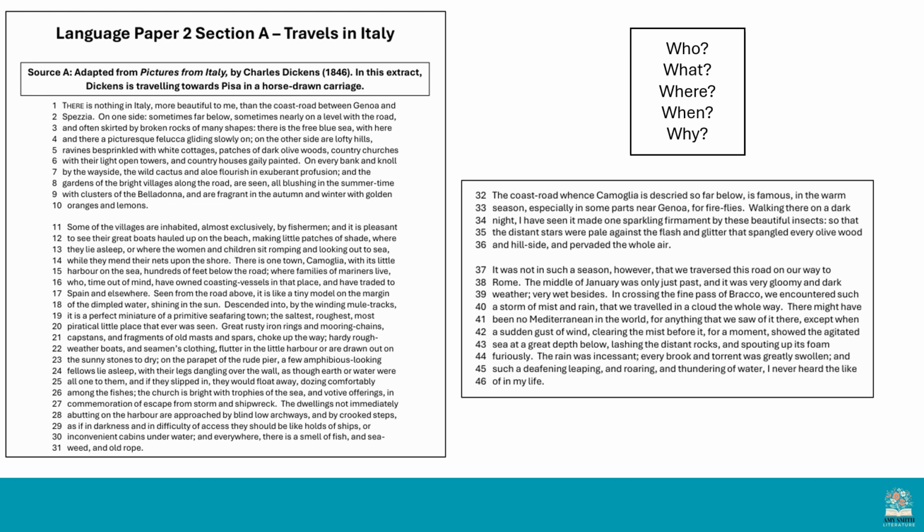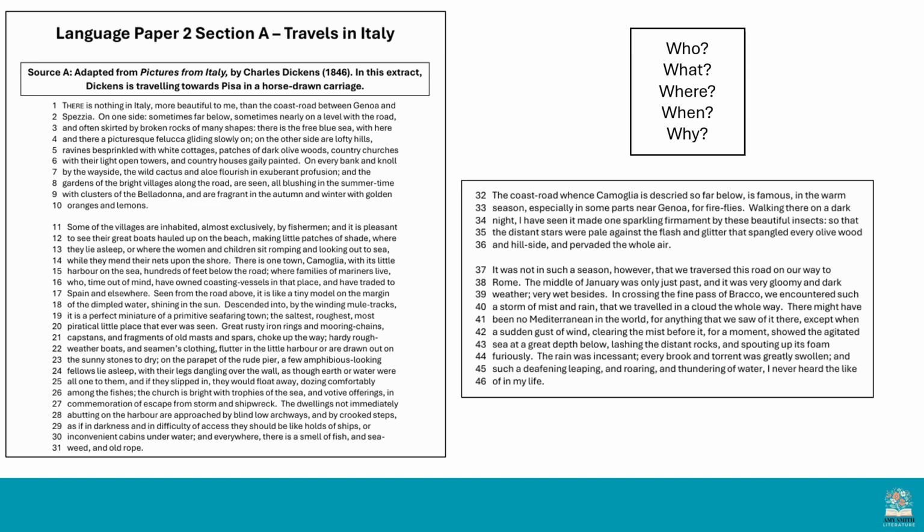Great rusty iron rings and mooring chains, capstans and fragments of old masts and spars choke up the way. Hardy rough weather boots and seamen's clothing flutter in the little harbour or are drawn out on the sunny stones to dry. On the parapet of the rude pier, a few amphibious-looking fellows lie asleep, with their legs dangling over the wall, as though earth or water were all one to them, and if they slipped in they would float away, dozing comfortably among the fishes.